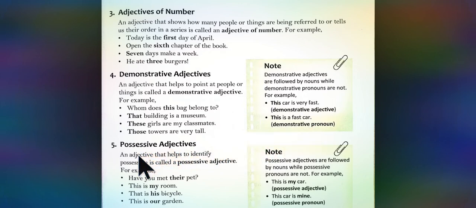Now the next type of adjective is possessive adjective. Now what is a possessive adjective? An adjective that helps to identify possession, or you can say it shows a kind of ownership. This is called a possessive adjective. For example, this is my room. So here it is showing possession. That is his bicycle. So again here it is helping us to identify a possession.